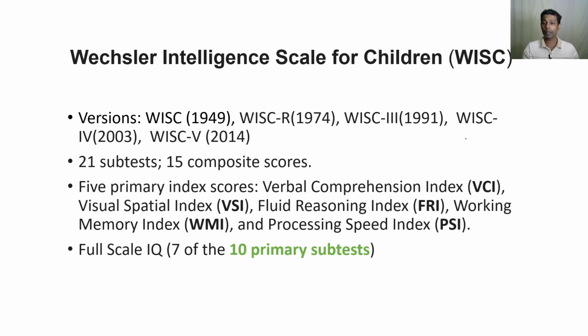Now coming to the famous one, the WISC, the Wechsler Intelligence Scale for Children. The first version was in 1949, then a revision in 1974, then WISC-III in 1991, WISC-IV in 2003, and WISC-V in 2014. This has 21 subtests, 15 composite scores, and 5 primary index scores: the verbal comprehension index, visual spatial index, fluid reasoning index, working memory index, and processing speed index. So there are different scoring systems.